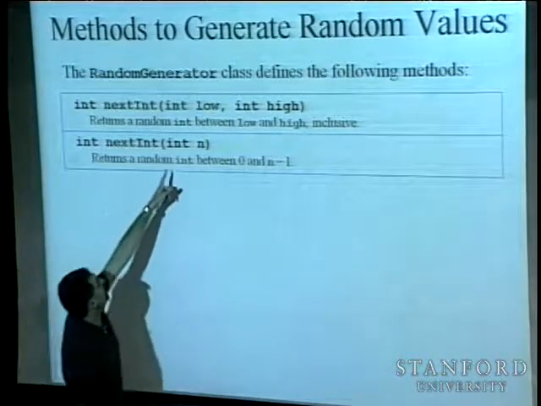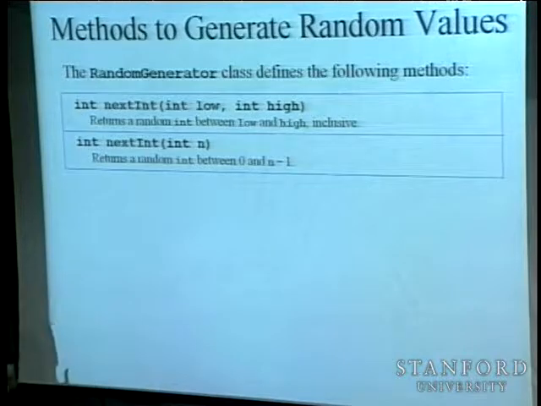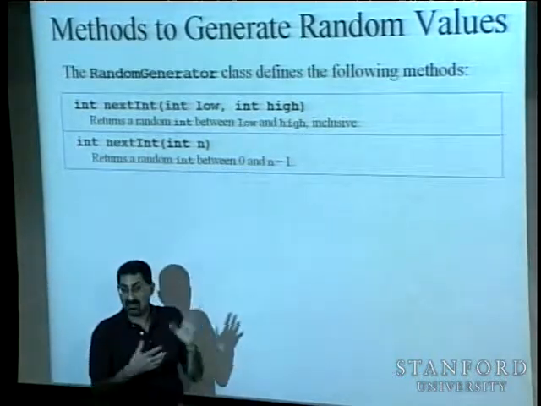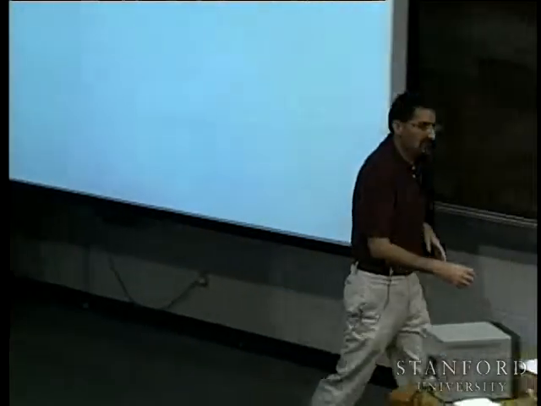Or it can take a single parameter. You can call nextInt, just giving it a single value like 10, and what you'll get back is a number between 0 and n minus 1. In that case, you would get a value back between 0 and 9, because as computer scientists, we always start counting from 0.